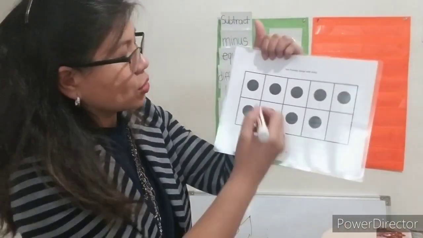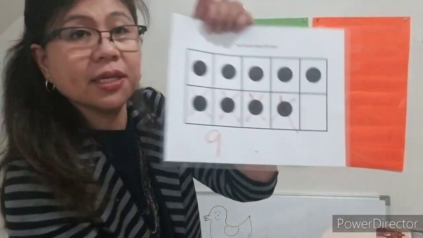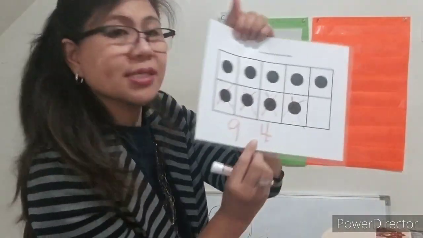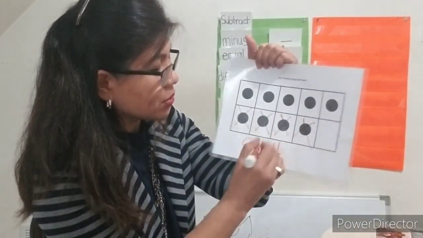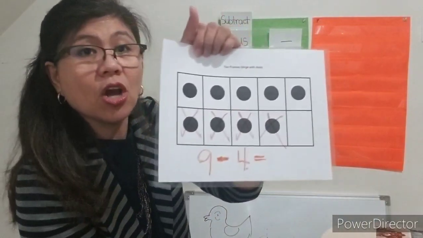Guess what? I want to cross out the ones at the bottom. Okay, how many did I cross out? 4. Okay, so I need to write the number 4. Now, what sign do I need? Do I need a plus or a minus? I need to use the minus because I took some dots away. So what's the difference? How many are left?